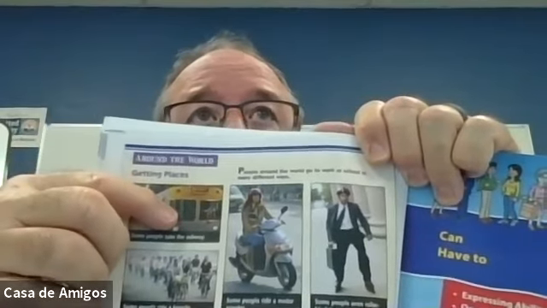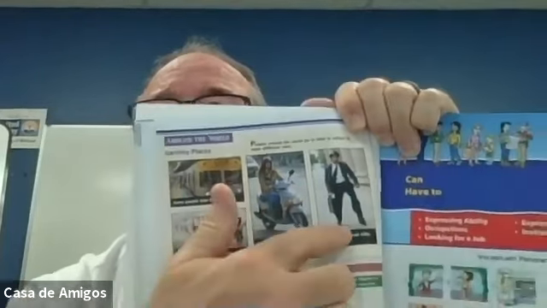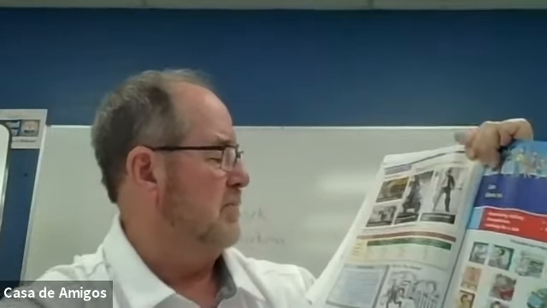And this right here shows how different people get to work. Here is the train. Here is people riding bicycles. Here is a girl riding a motor scooter. And this guy is wearing skates. He's got skates on. So you can even ride roller skates to school.